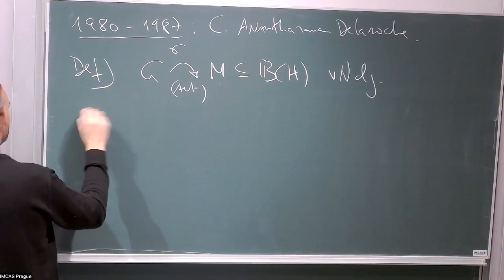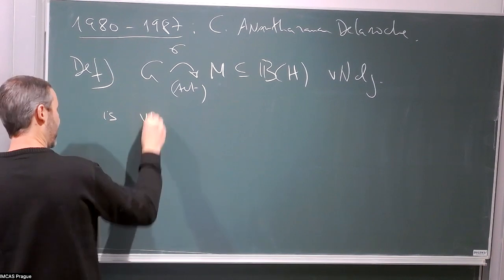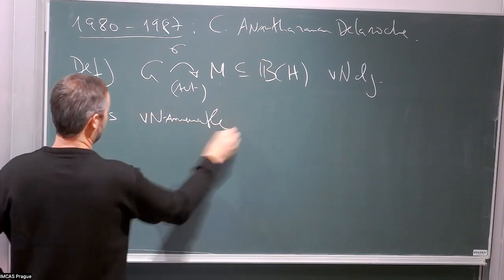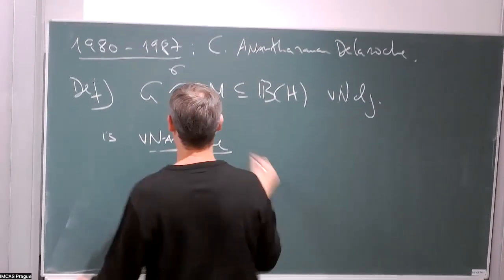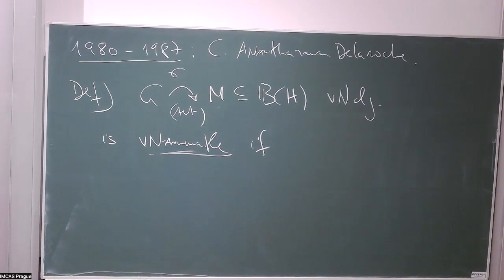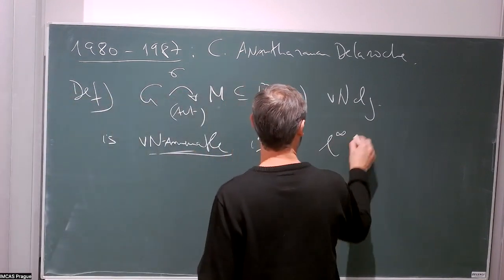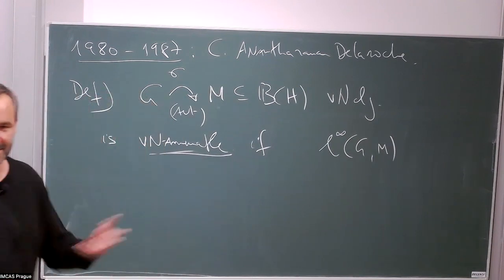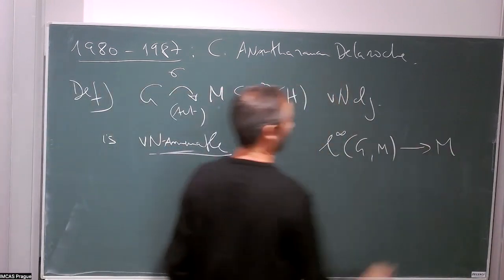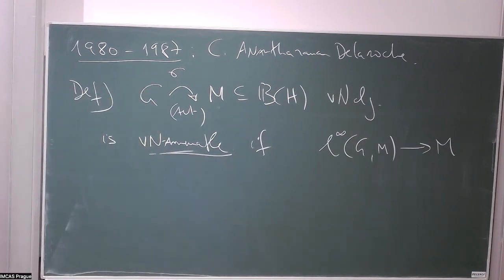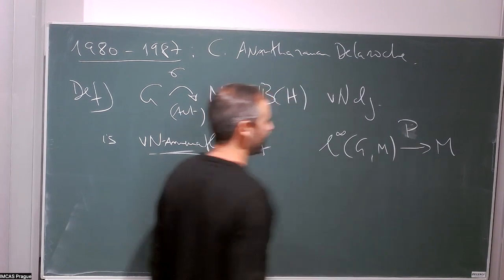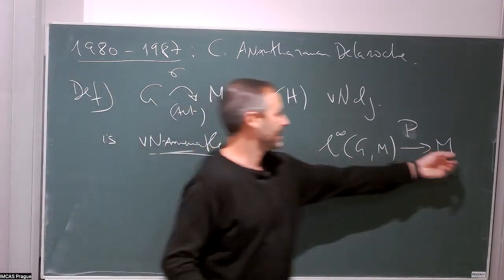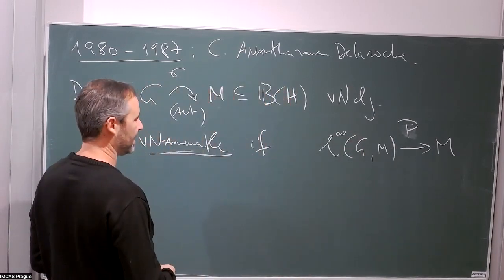So we say that this action is, let's say, von Neumann amenable. We sometimes also say Anantharaman-Delaroche amenable in honor of Claire. Essentially we take some of these characterizations, and instead of looking at a state, we take an M-valued function that will replace the invariant measure. Maybe I should call it P, because it's indeed a projection, since you can view M inside here, and this will be indeed a G-invariant projection.